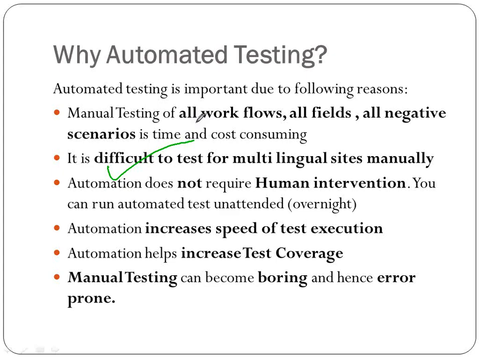Another thing that makes automation important is you can run automated tests unattended, which is when humans are not there, not available, you can run them unattended. They increase the speed of test execution. They increase the test coverage.